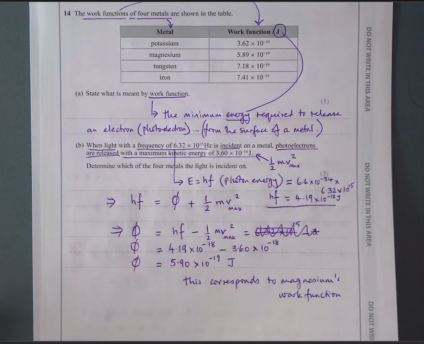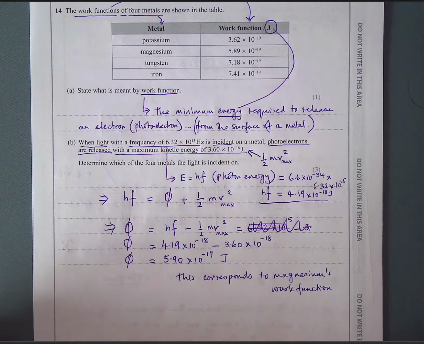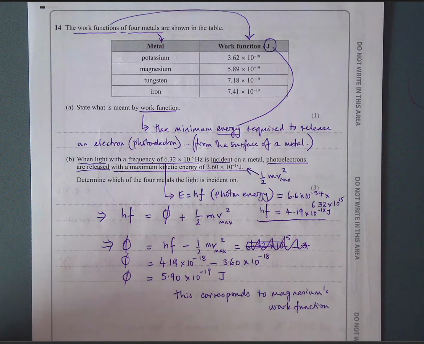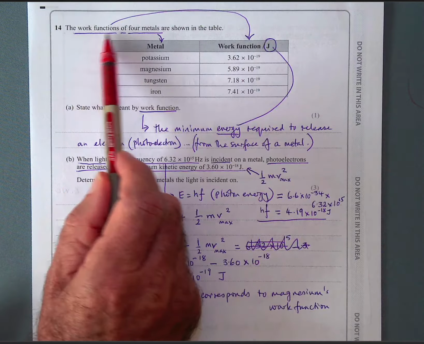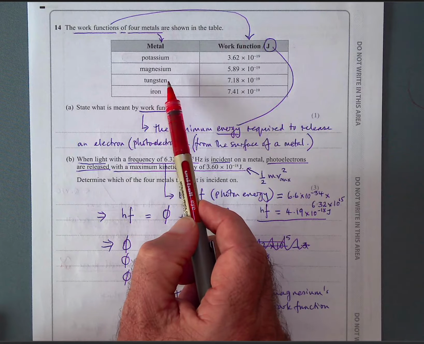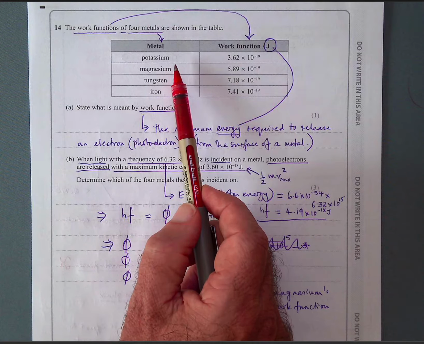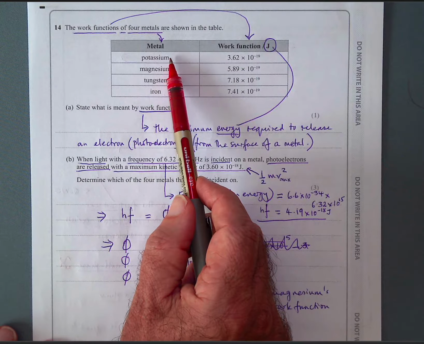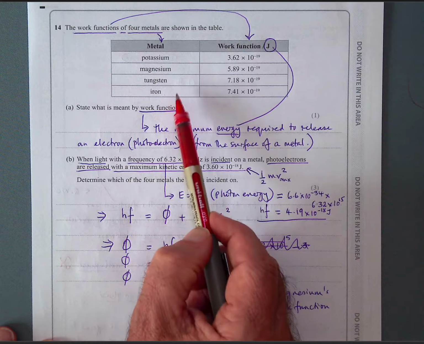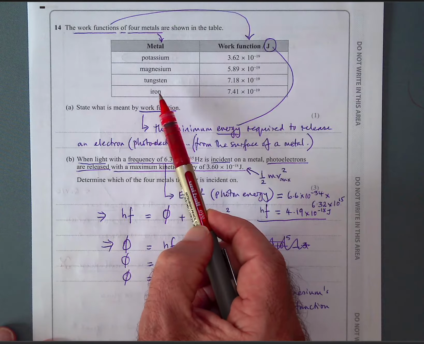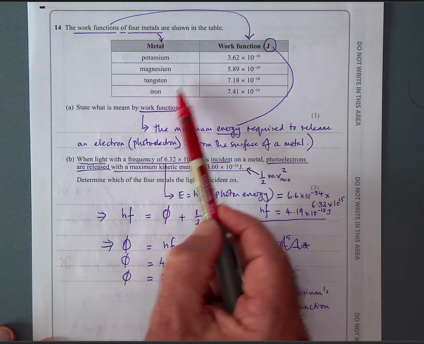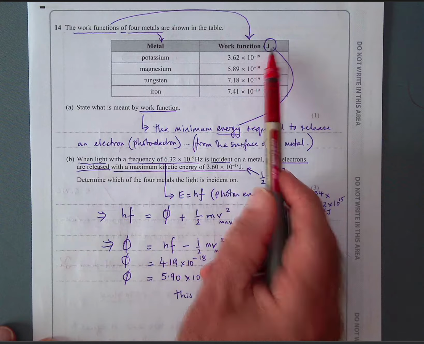Okay, question 14 is about the photoelectric effect and the work functions. So it has the work functions of 4 different metals in this table. Now, for those of you who haven't studied the photoelectric effect or haven't revised it, you need to remember that each metal has a minimum energy required to allow an electron to escape its surface. Okay, and obviously the electrons closer to the surface will escape more easily than electrons deep inside the material. So the minimum energy required is called the work function, as measured in joules.